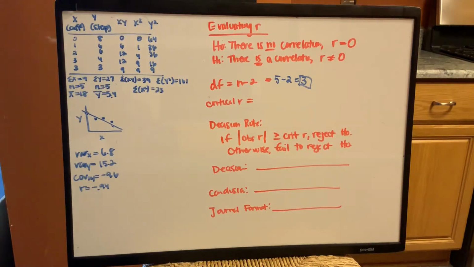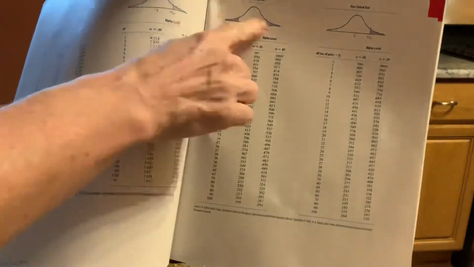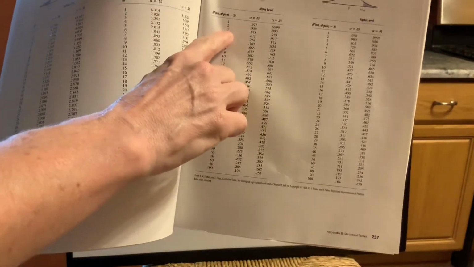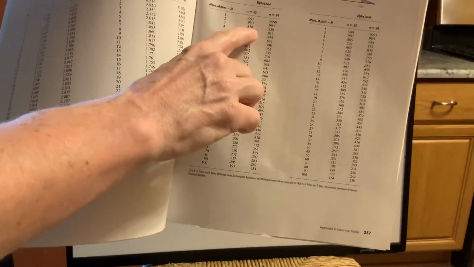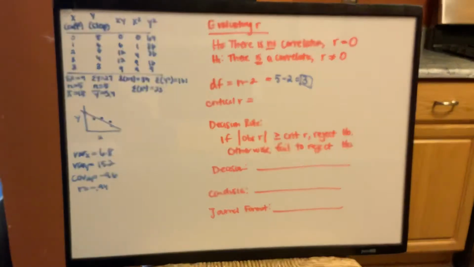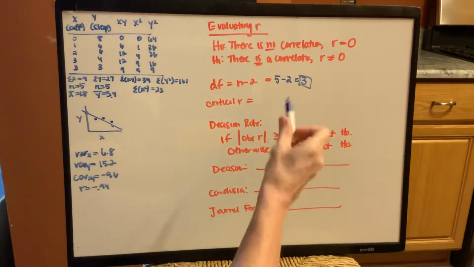So I already have the critical R here, but I'm just going to show you, if you're using our book, that this is on table 3, which is on page 257. Remember, we're going to use the two-tailed test at alpha equals 0.05. So you can see that with 3 degrees of freedom at alpha equals 0.05, the critical R is 0.878.